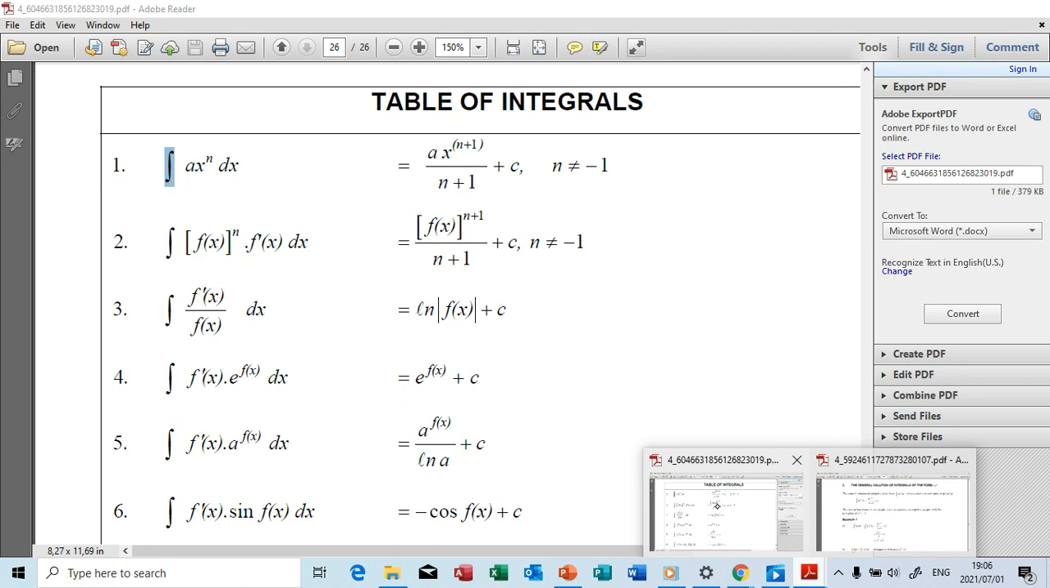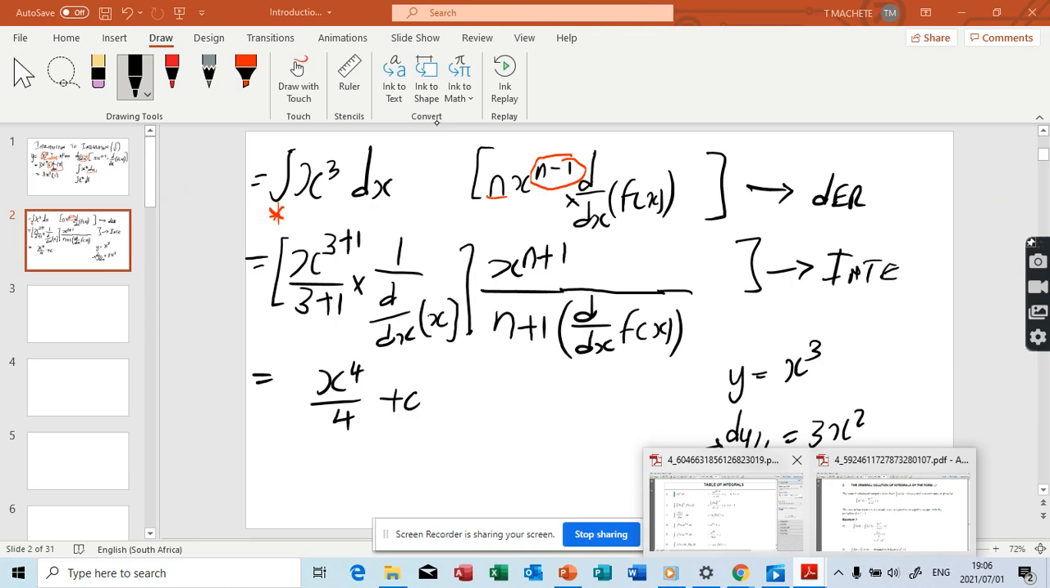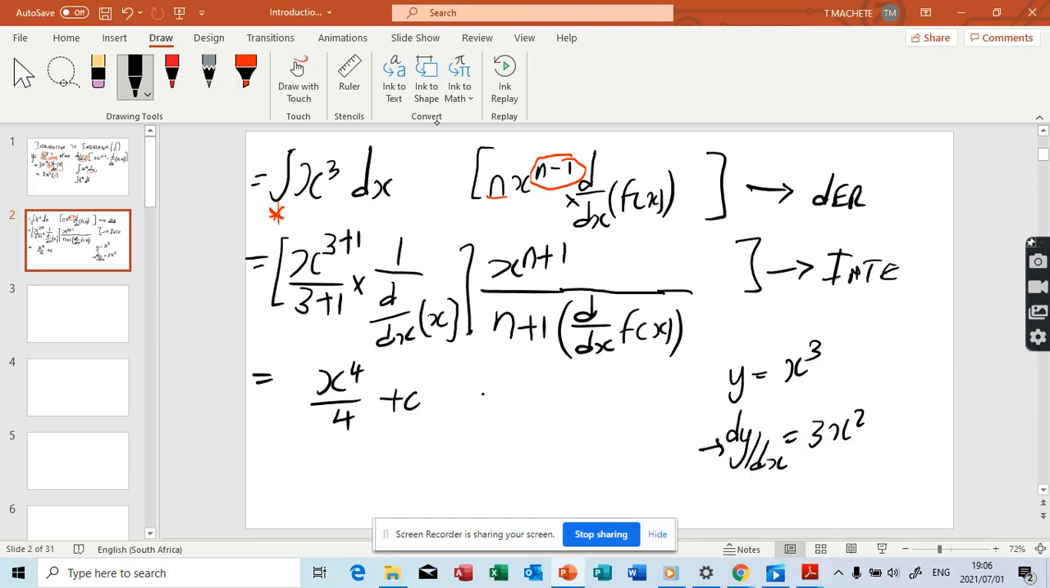Any question, guys? I'll do the next example with you guys because I want to be sure that you understand the basics of integration.